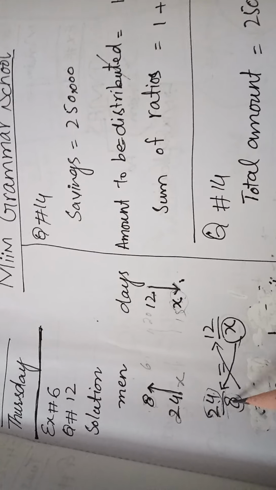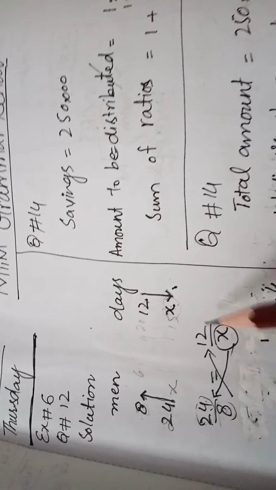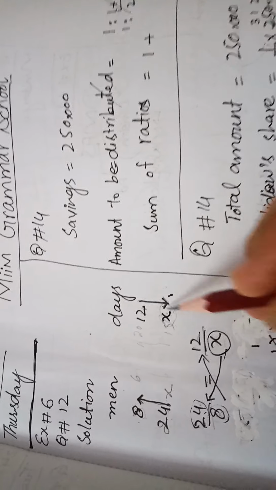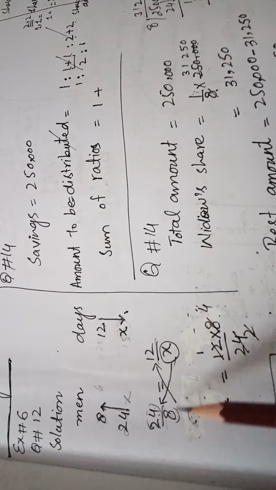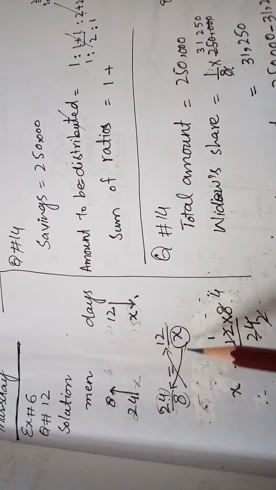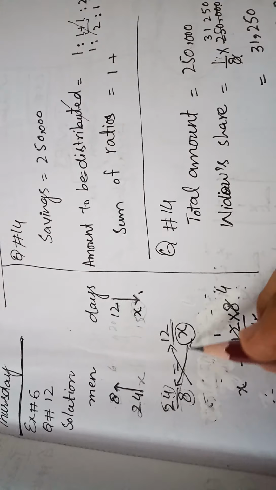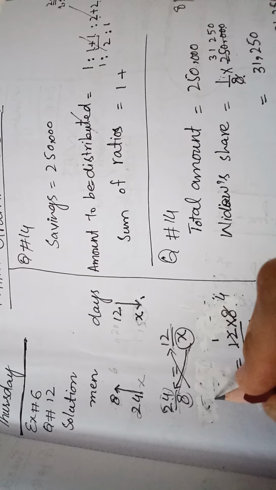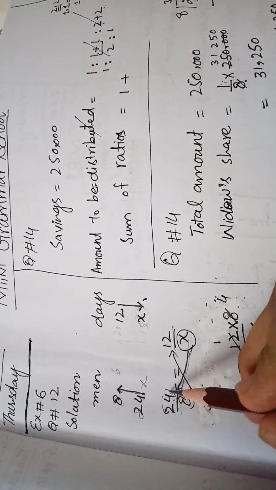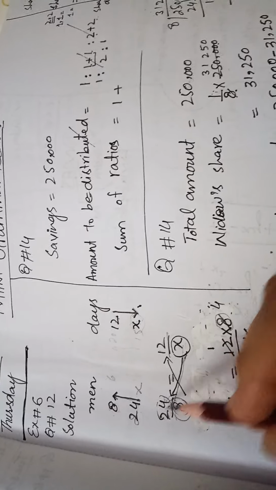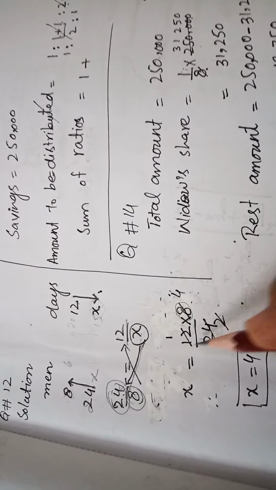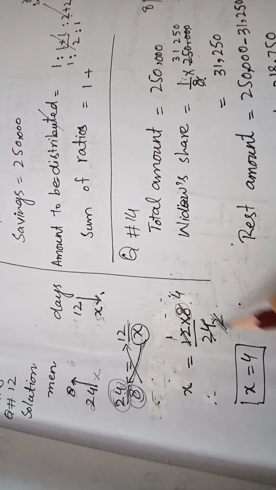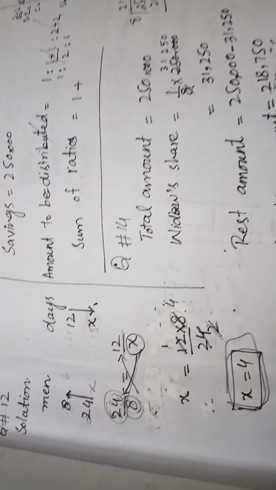24 men divided by 8 men is equal to 12 days divided by the required days x. Here x is the required amount in the denominator, so we will cross multiply. Here we will write 24x, and 8 will be multiplied by 12. 12 twos are 24, 2 fours are 8. So 24 men can complete the task in 4 days.